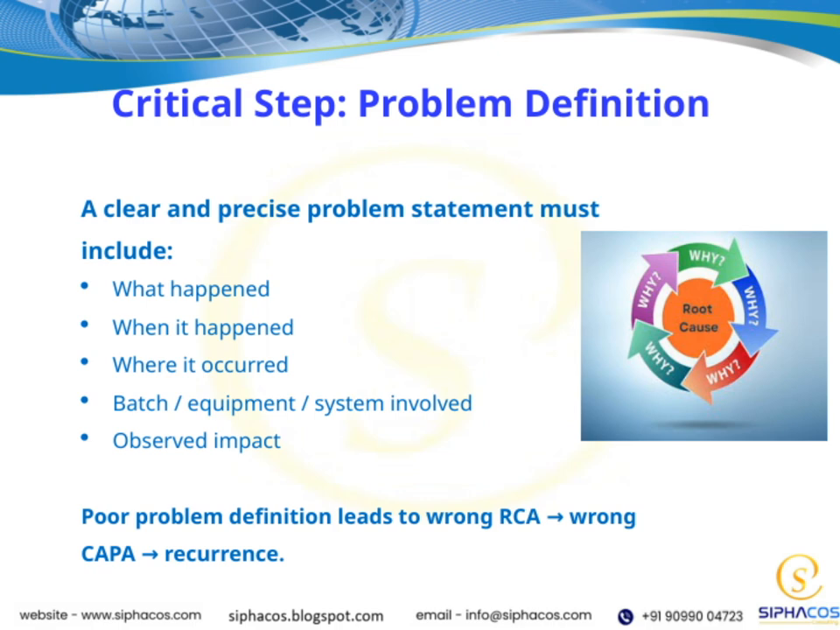If we don't get the problem right, our corrective actions, or CAPA, might not address the real issue, leading to recurrence. This step, problem definition, is critical. It sets the foundation for effective problem solving and helps ensure that our solutions truly resolve the issue. Remember, clarity here is key to avoiding downstream mistakes and ensuring continuous improvement.